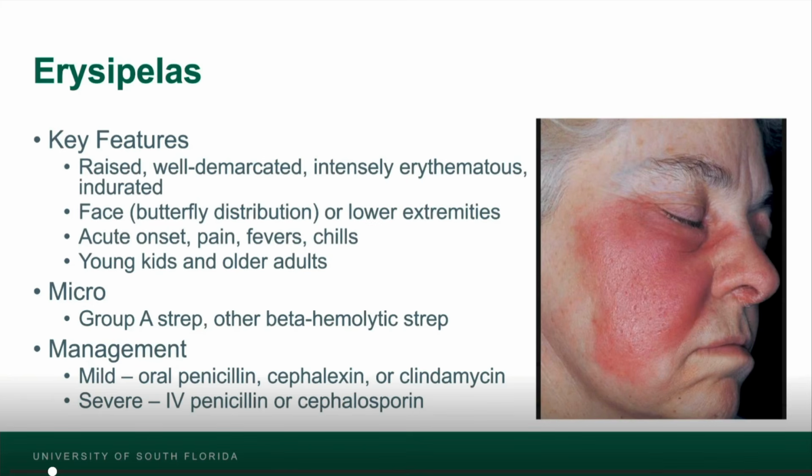And then erysipelas, another one you guys correctly identified. So erysipelas is raised, well demarcated. You can easily draw a line around it. It's very red. It can be indurated. The butterfly distribution on the face is typical, or you can also see it on the lower extremities as a well-defined patch. People can have fevers, chills. It comes on quickly. It's due to strep generally. If it's mild, you give them an oral antibiotic. If it's more severe, you do IV, and that's true for most of these infections.